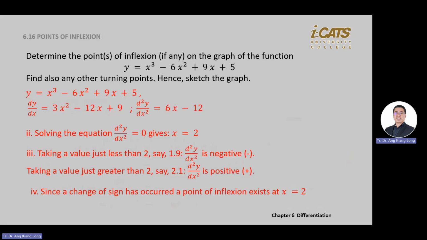Okay. For inflection, you use double differentiation to see the change of sign. For maximum and minimum points, you only use the first differentiation, the gradient. Negative to positive to negative means maximum point. Negative to positive is a minimum point.